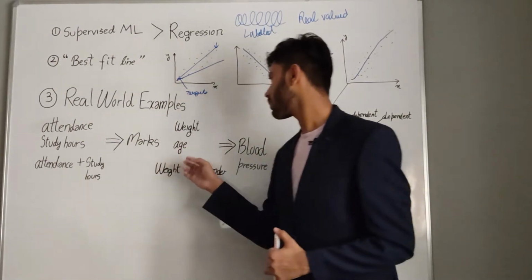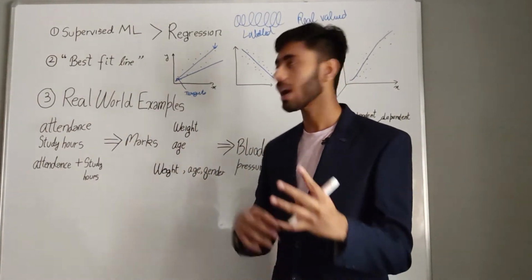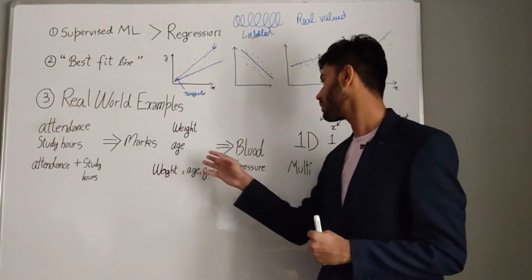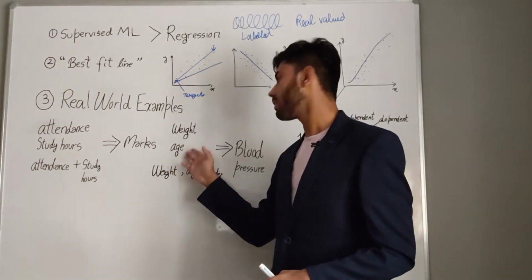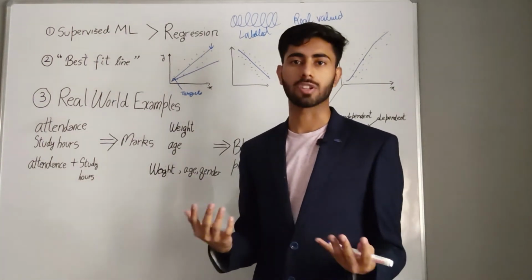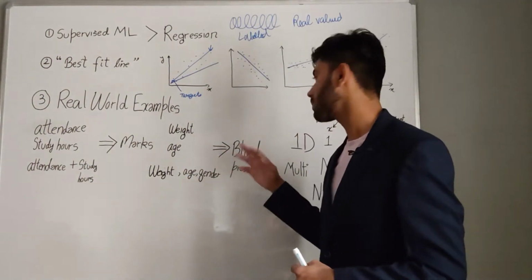In the second example, suppose I am given the weight of a patient, and on the basis of that weight, I have to predict what the blood pressure of that patient is going to be. In the second case, I have been given the age of that person or patient, and on the basis of that age, I have to predict what is going to be the blood pressure of that patient.